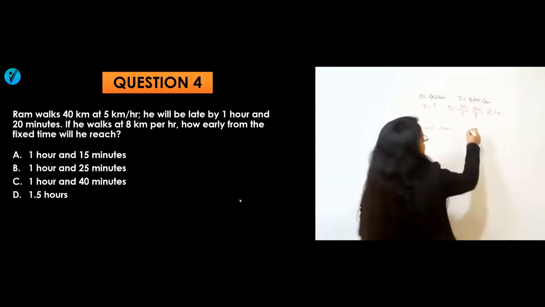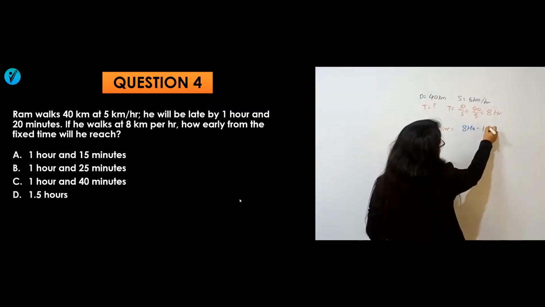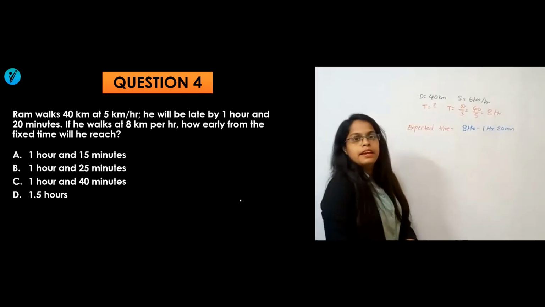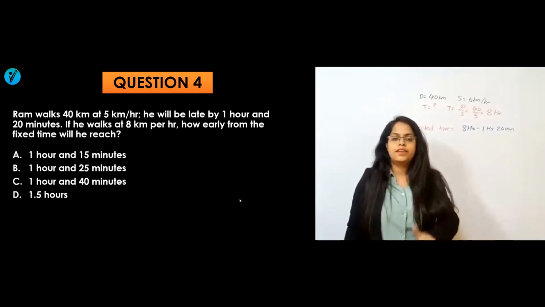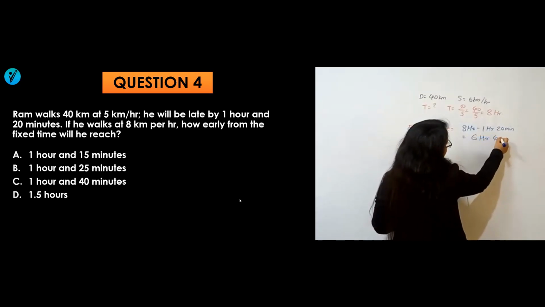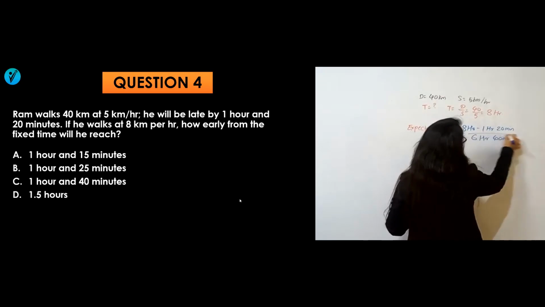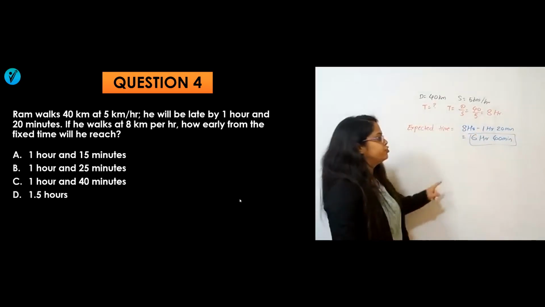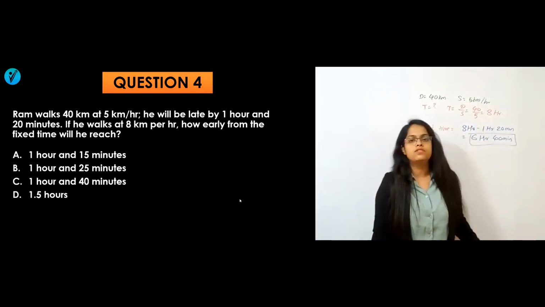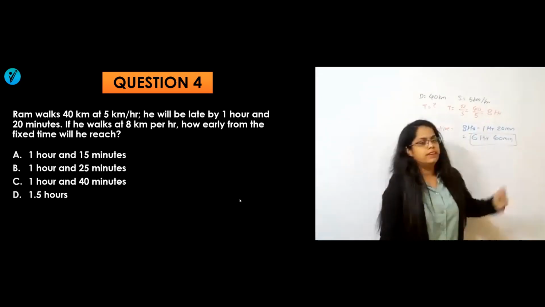So if I subtract 8 hours minus 1 hour 20 minutes, what will be the expected time? 8 hours minus 1 hour is 7 hours. 7 hours minus 20 minutes. Expected time is 6 hours 40 minutes. This was your expected time that he should reach in 6 hours 40 minutes, but he is reaching in 8 hours, so that he is late by 1 hour 20 minutes.